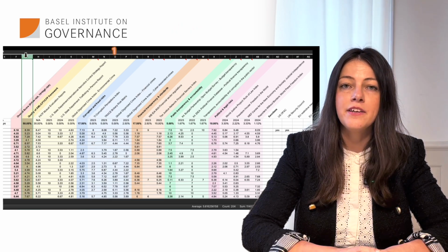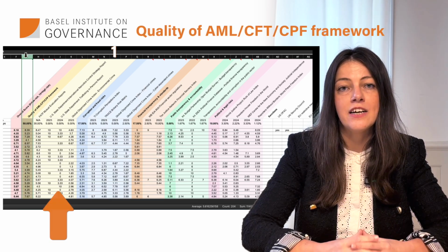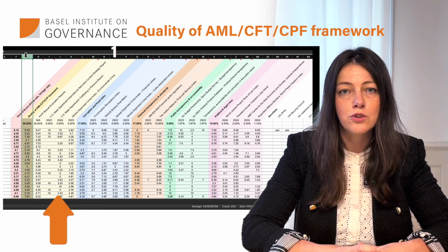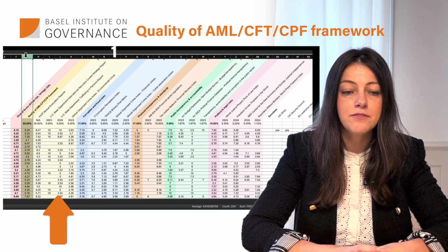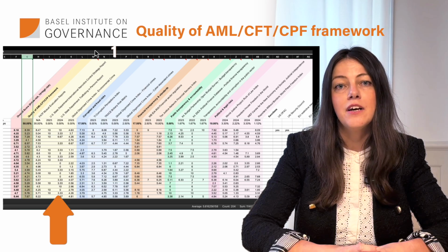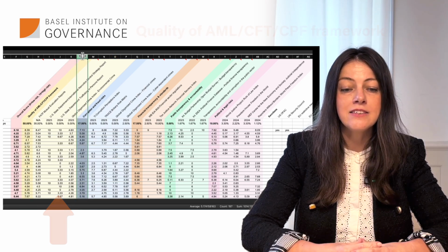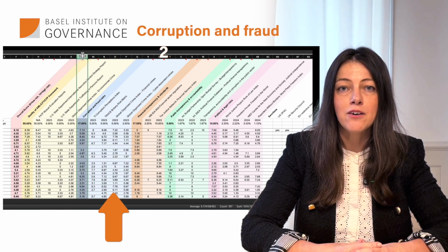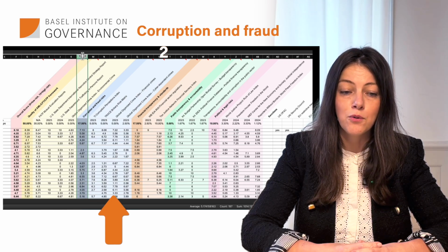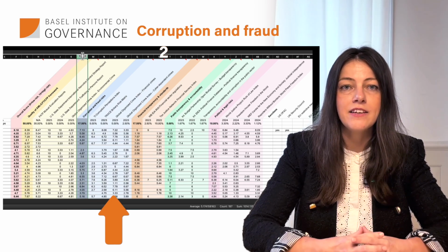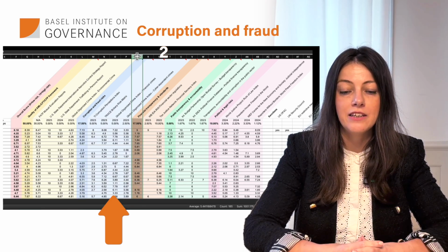The first one, the yellow one, answers the question of which jurisdictions have shortfalls in their AML, CFT, and CFP framework. The second domain is about high corruption and fraud in the country. It's in the blue color here.